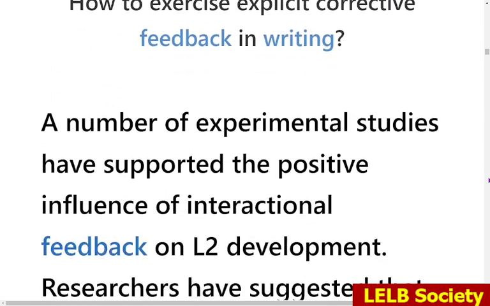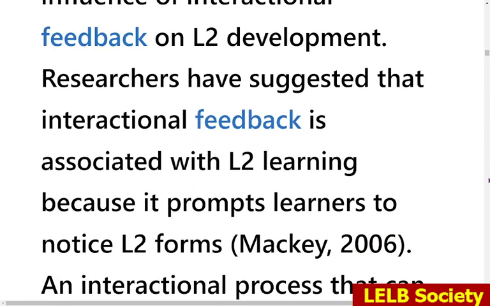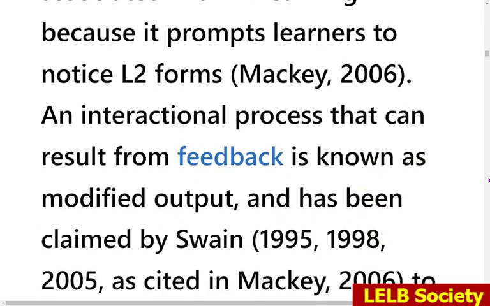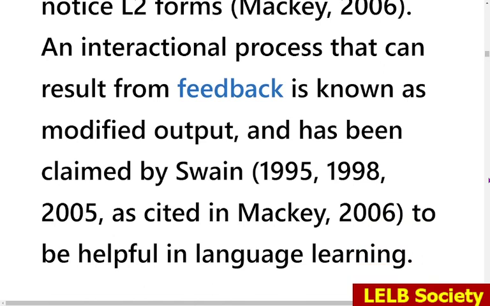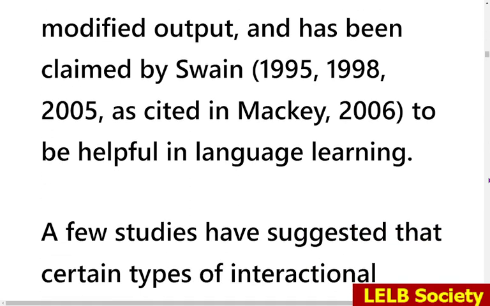Interactional feedback. A number of experimental studies have supported the positive influence of interactional feedback on L2 development. Researchers have suggested that interactional feedback is associated with L2 learning because it prompts learners to notice L2 forms. Mackey, 2006. An interactional process that can result from feedback is known as modified output and has been claimed by Swain, 1995, 1998, 2005, as cited in Mackey, 2006, to be helpful in language learning.